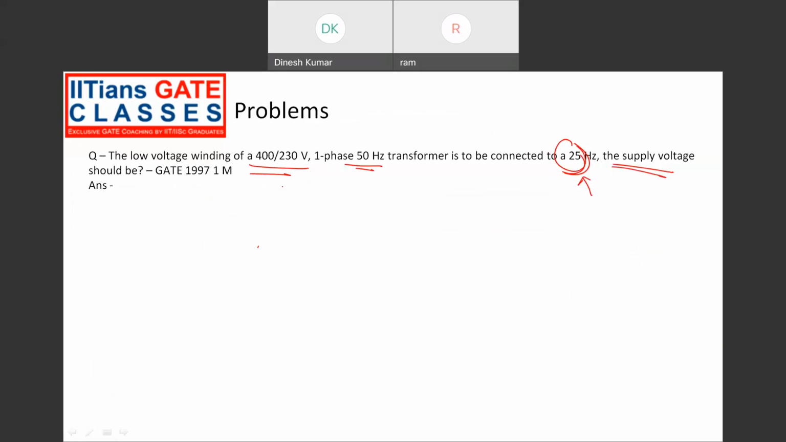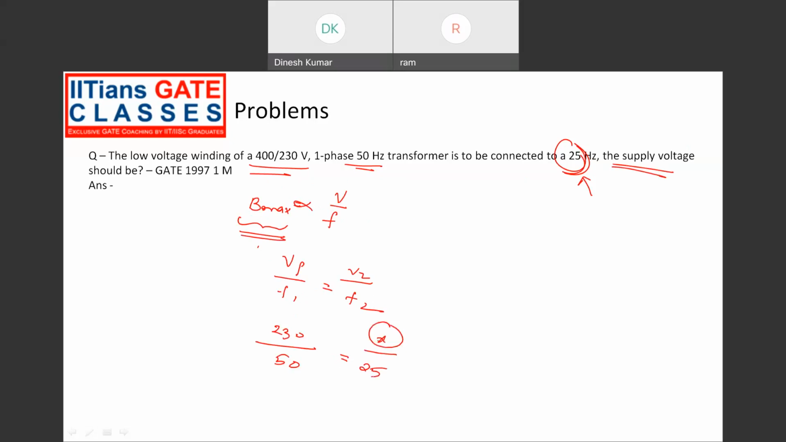We know that a transformer is a constant flux device, and earlier we have seen the flux density in a transformer is proportional to the ratio V by F. So since the transformer is a constant flux device, the V by F ratio should always be constant. So V1 by F1 equal to V2 by F2. Initially the low voltage is 230 volts at a frequency of 50 Hz. It is connected to a 25 Hz supply, and we have to find the supply voltage X.